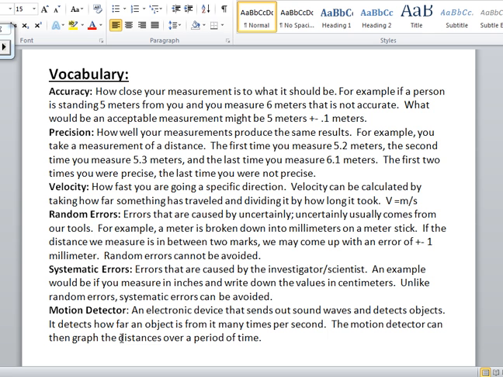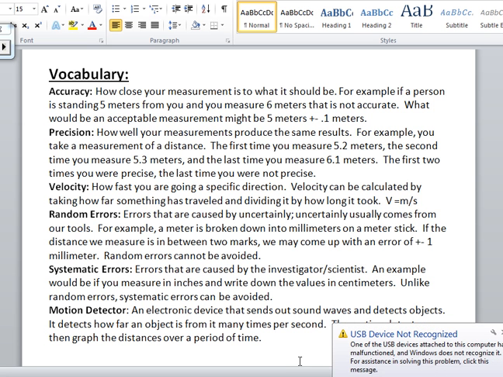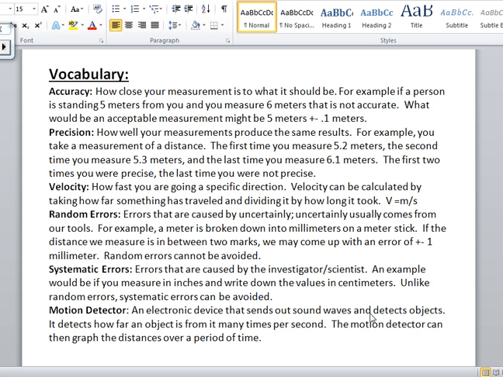All right, motion detector. This is a fancy little device that's going to detect your motion. It does this by sending out waves and figuring out where you are and taking a measurement many times per second. The motion detectors that we have are going to be able to quickly graph this data on multiple types of graphs. Mostly you should just be looking at a distance time graph and then converting that distance time graph into a velocity time graph.